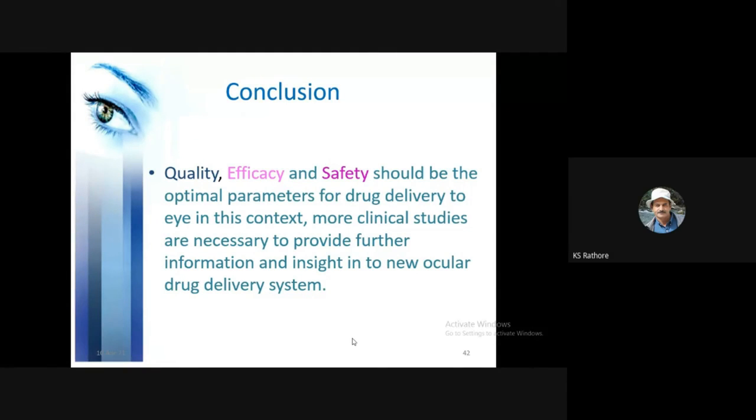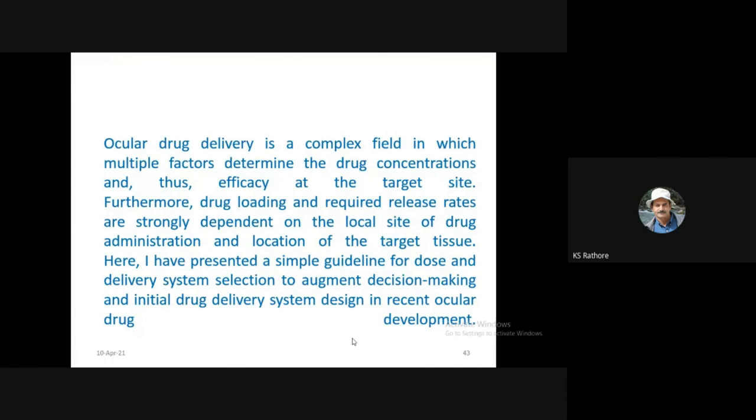So scientists are working on target site efficacy, drug loading, and required release rates, and this is strongly dependent on the local site of the drug administration and the location of the target tissue. In this presentation, I simply give guidelines on dose and delivery system selection to augment decision making in ocular drug delivery, and some initial drug delivery systems in recent ocular drug developments.